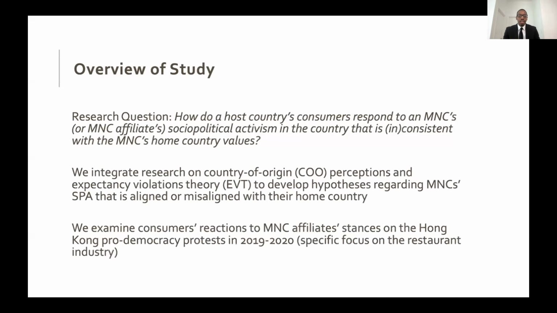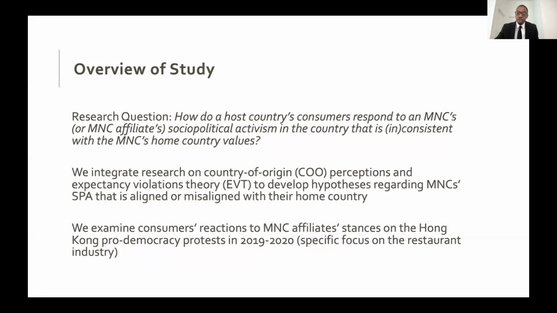Now, I know that's pretty broad, so just to make this a bit more concrete for everybody, we're looking at this in the context of MNC affiliates' stances with regards to the Hong Kong pro-democracy protest in 2019, 2020. If you think back to that time, there's a lot of international news coverage. Basically, an extradition bill was put on the table for fugitives coming from different locations within the region. A lot of individuals within Hong Kong protested this bill. We saw it as a pro-democracy movement, basically a belief that this bill was infringing upon their civil rights as individuals.